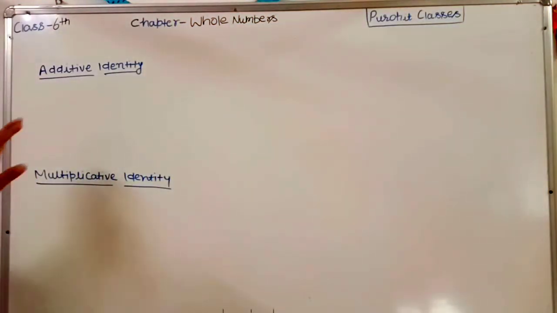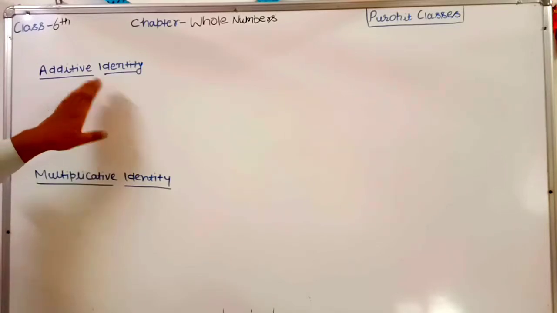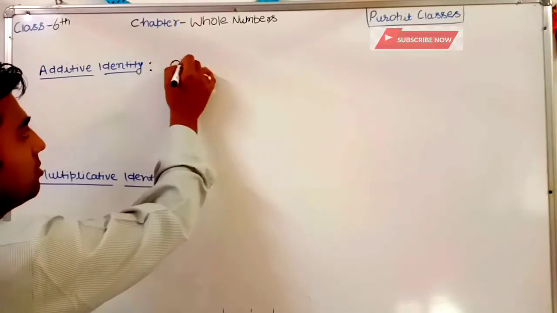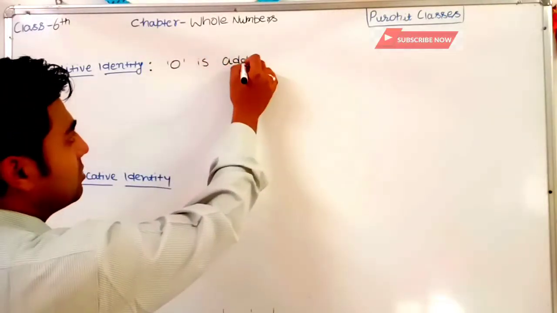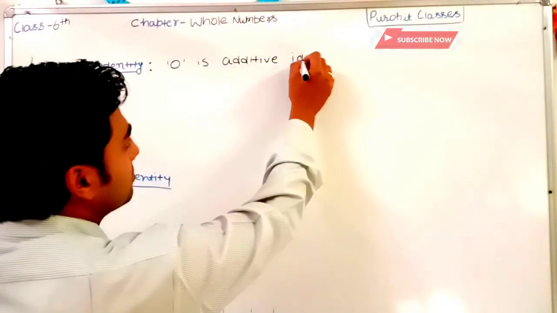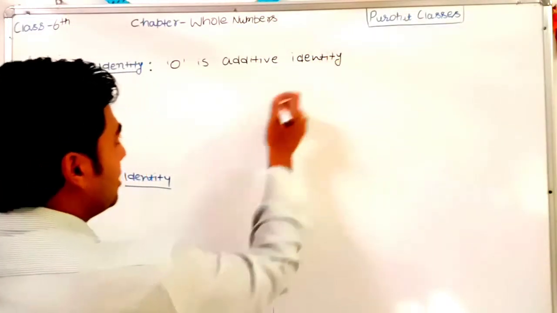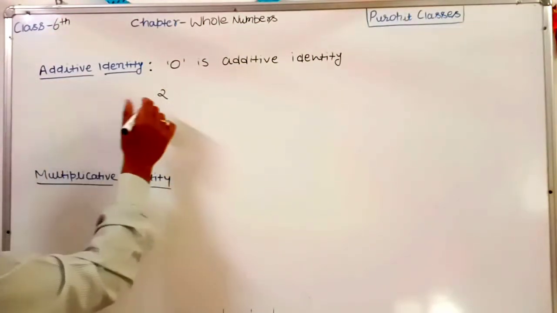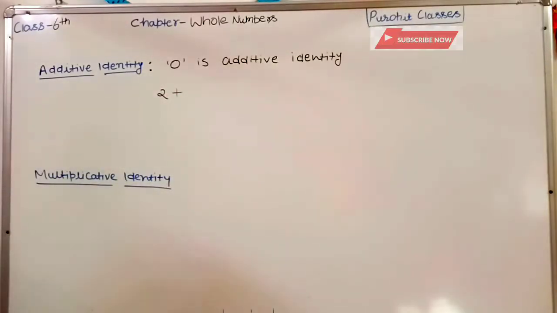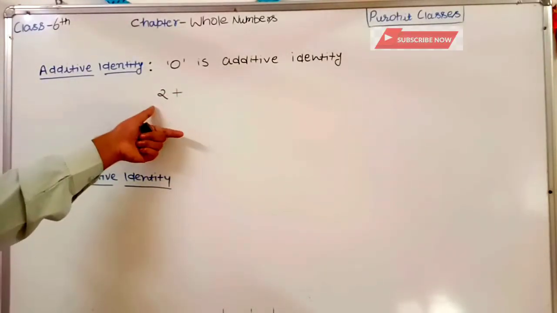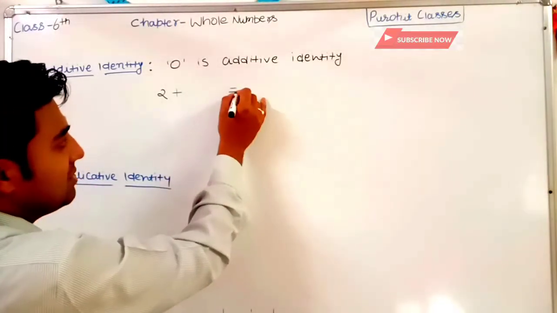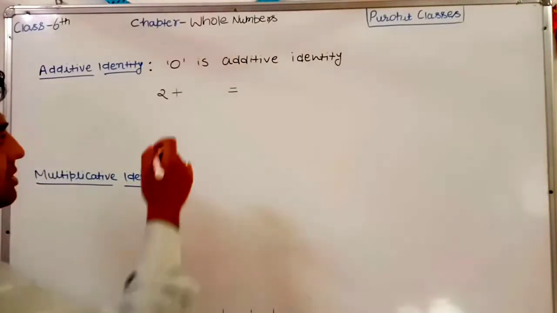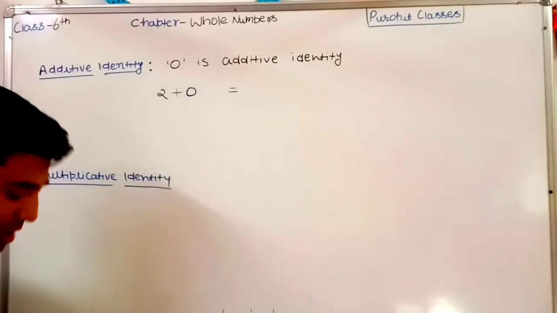So here we have used additive. Additive means we will go by the operation of addition. So first I am writing that 0 is the additive identity. Why? Let us see. To find the additive identity, what number should I add to any whole number, for example 2, so that it does not change and the answer will be 2? And as you know, what should I add? 0, isn't it? So 0 is the additive identity.